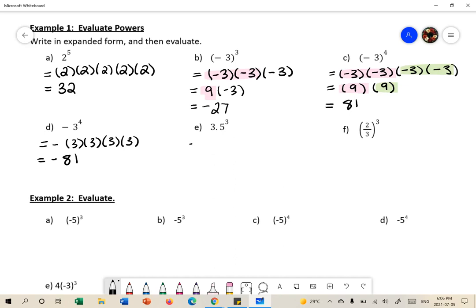Next, we have a decimal, which is fine. We're just going to multiply that base, 3.5, times itself 3 times. And we get a decimal.